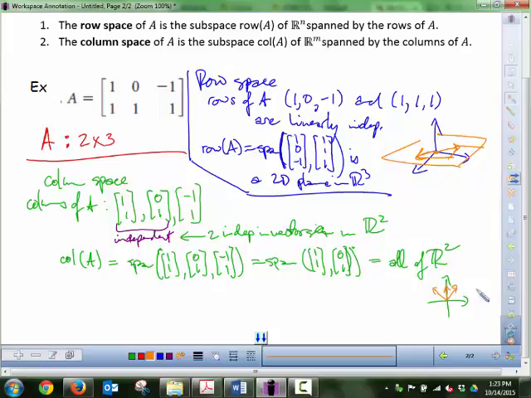And if the idea of span still isn't making sense, remember that I made an extra video on linear combinations and spans. I think that's a good video to try to get these things under control. All right.